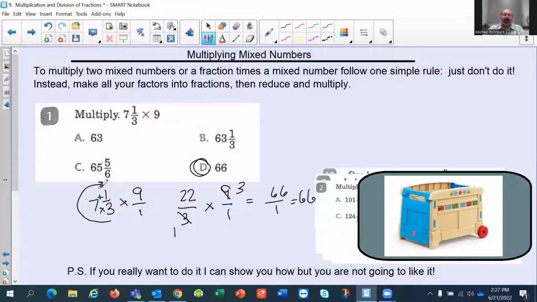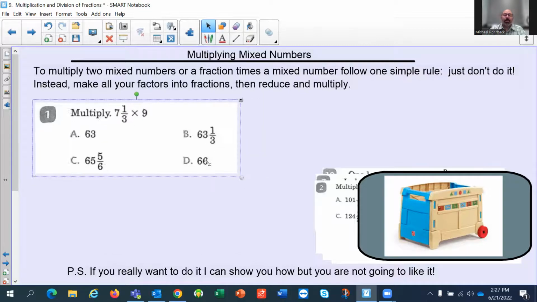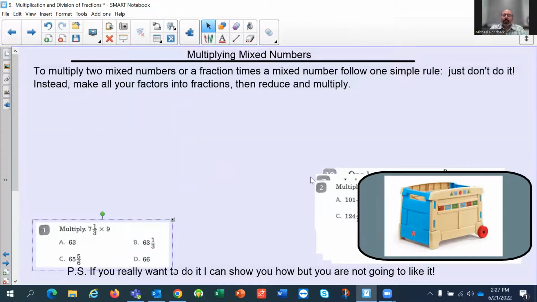All right. So the thing we're doing here is making our proper fractions improper. You definitely want to be able to do this. This is important. So we're going to try 1 or 2 more of these.